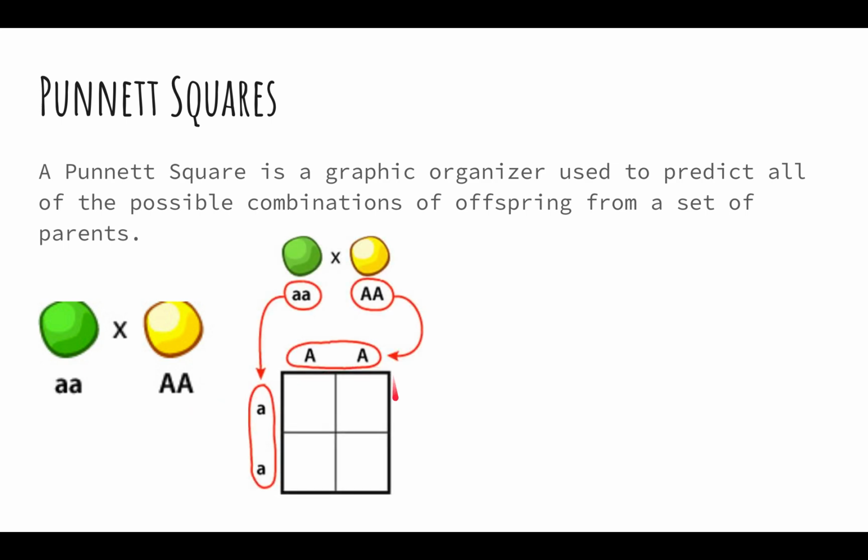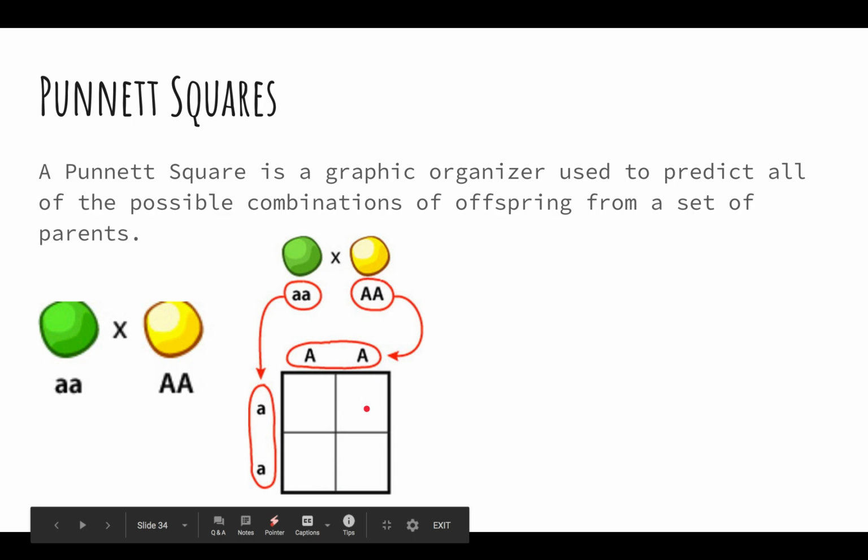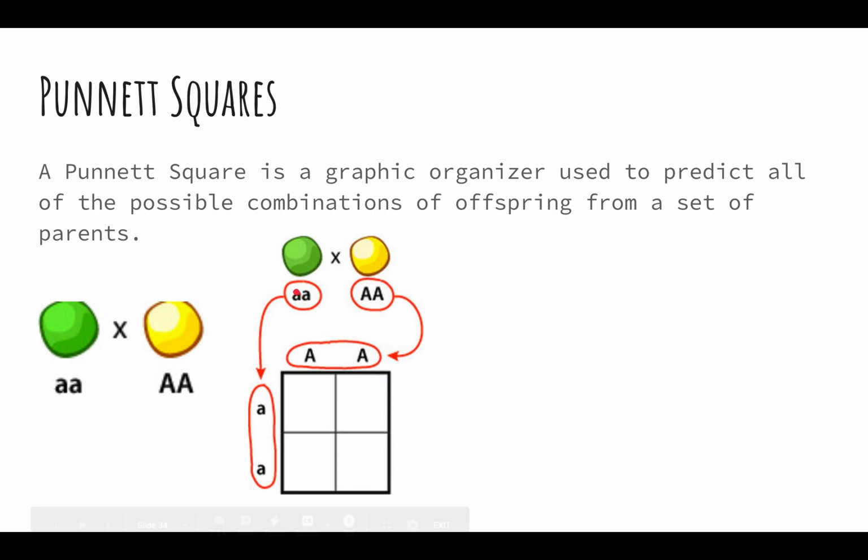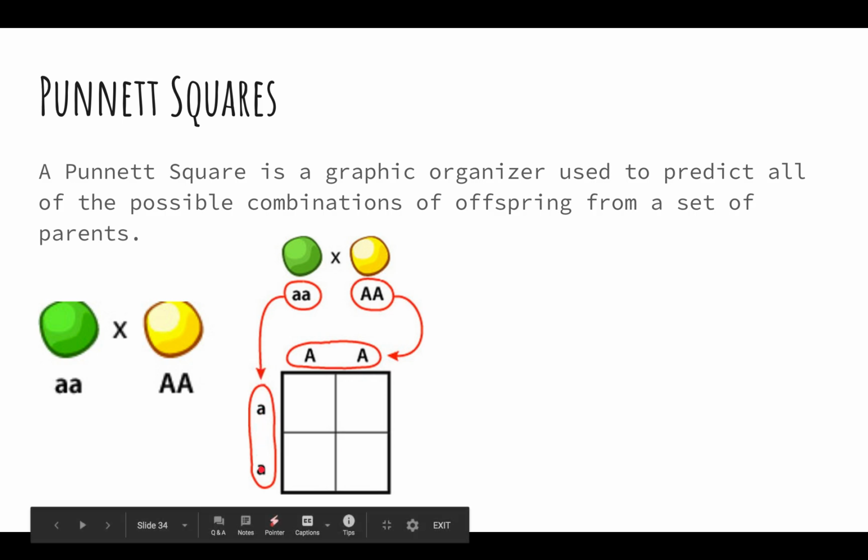You take a 2x2 grid, and you take the alleles from one parent and put them on one side of the square, and the alleles from the other parent on the top of the square, and it doesn't matter which one is which, where you put them doesn't matter. You could have put these capital A's down here and the little a's up here.